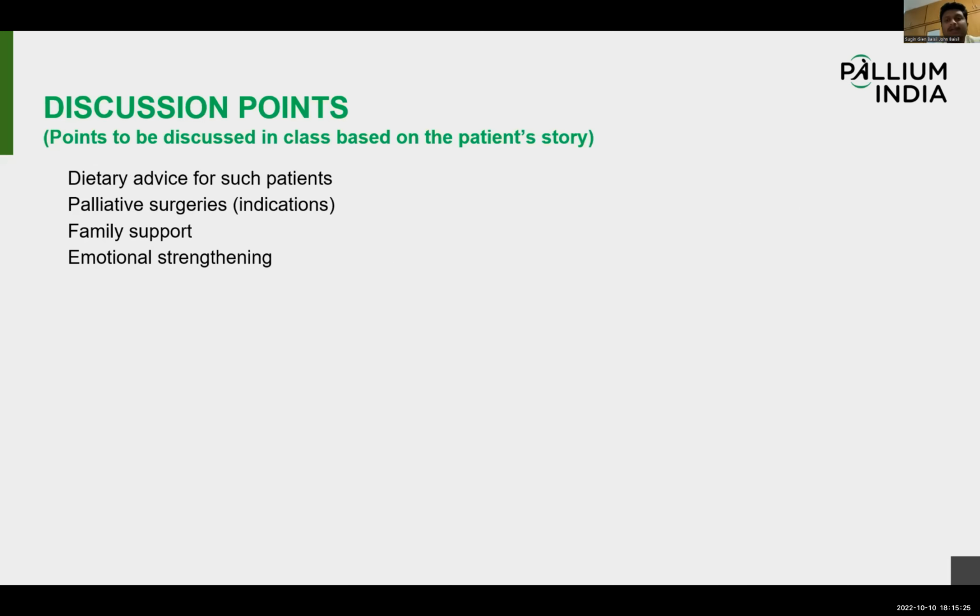The discussion points: I just want to know about the dietary advice in such patients, because he can't eat very much food, and he used to complain of vomiting if he ate anything, even if you give antiemetics. Then the palliative surgery indications, but that was explained by ma'am just now. Then the family support and emotional strengthening: how to support these family members in caring for these kinds of patients. Then the emotional listening for him, the psychosocial support we have to give.